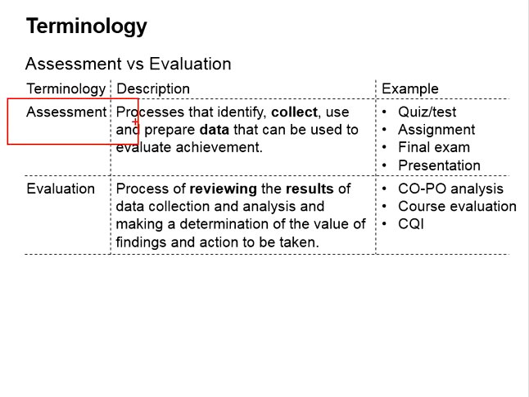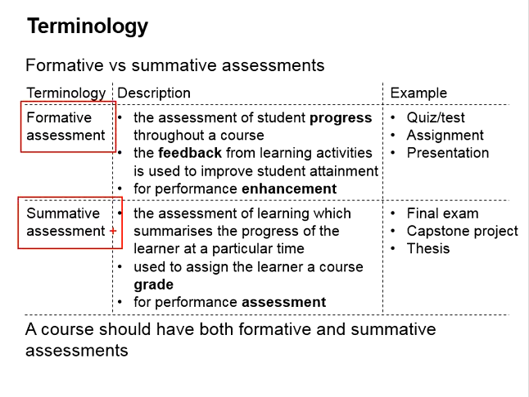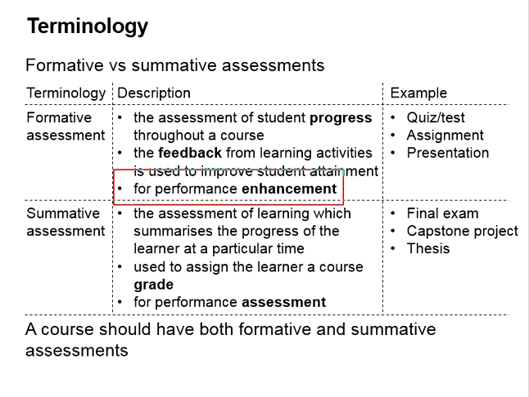Now, when we talk about the assessment, there are two main types of assessment. We have formative assessment and summative assessment. The formative assessment is the assessment given to the student in order to monitor the progress of the students throughout a course. There shall be feedback given to the students in order to help the students to improve their attainment. The ultimate purpose here is to enhance the performance of the students in the course. This is different from the summative assessment.